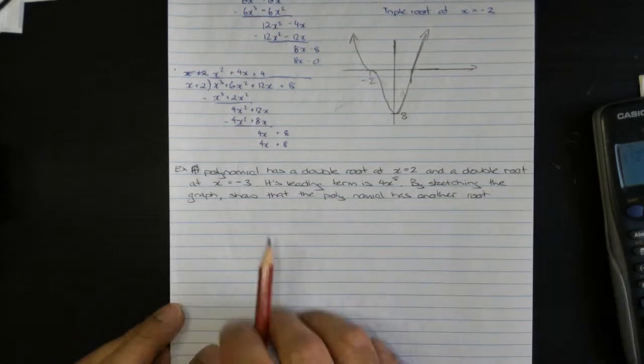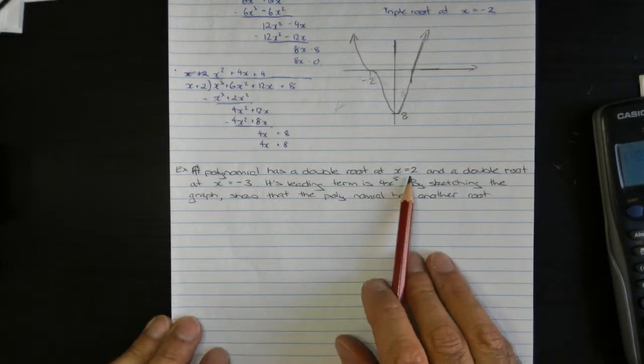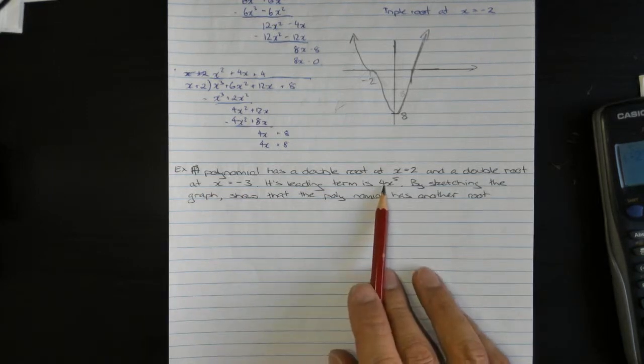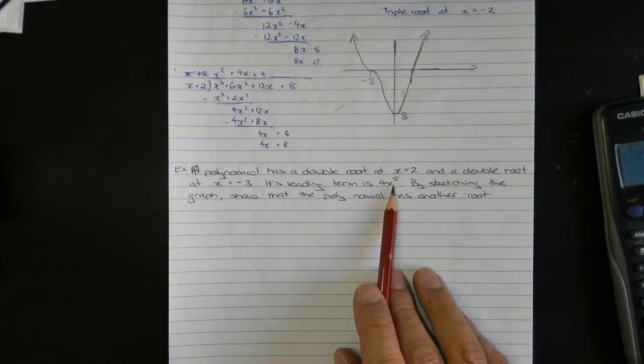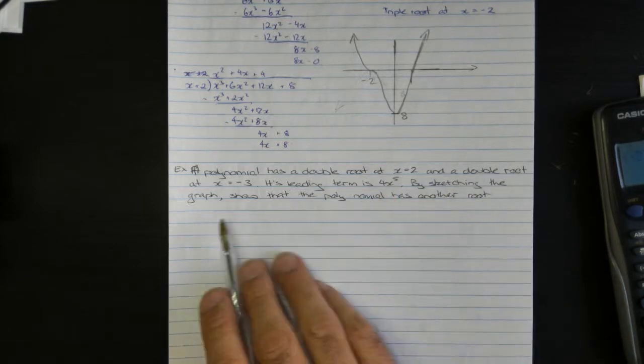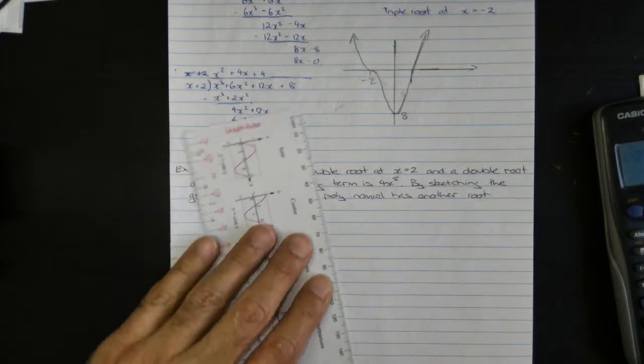Next example. We have a polynomial. It has a double root at x equals 2 and a double root at x equals -3. Its leading term is 4x to the power 5, so it should have 5 roots. So we need to sketch the graph by showing the polynomial has another root. Okay.